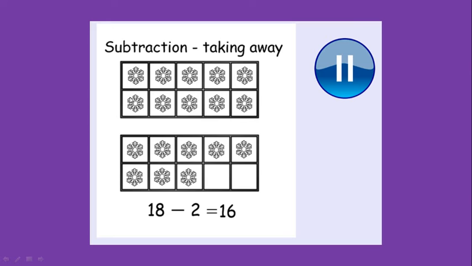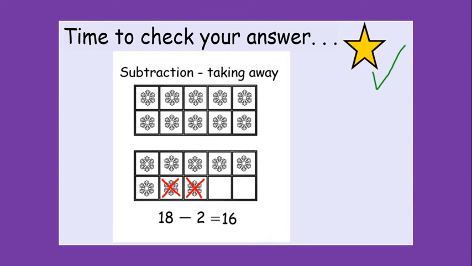Now here we've got some snowflakes and you can see there are 18 snowflakes coloured in. What I need you to do is demonstrate to me this question, okay? What is 18 take away 2? Well, we know it's 16. But I want you to show me how you can demonstrate that. Okay, what do you need to do with some of those snowflakes? And I'll show you now.